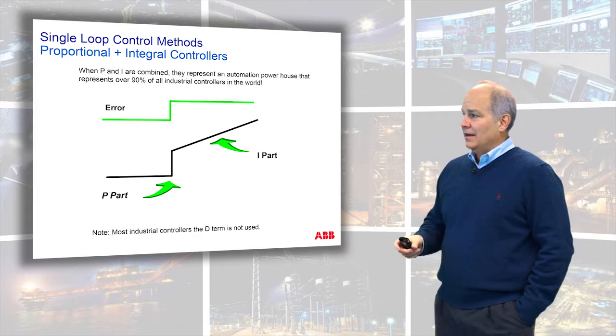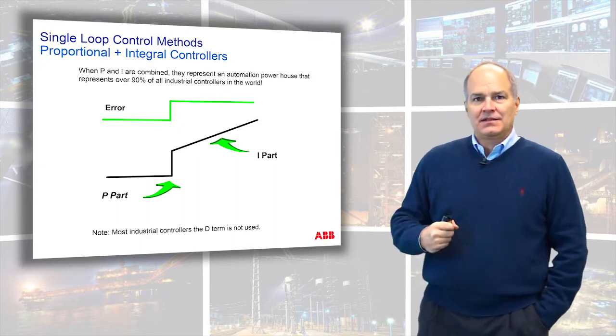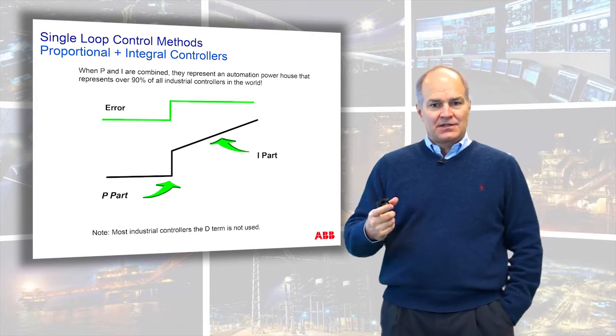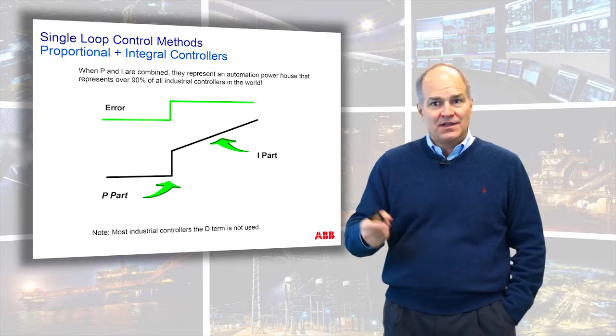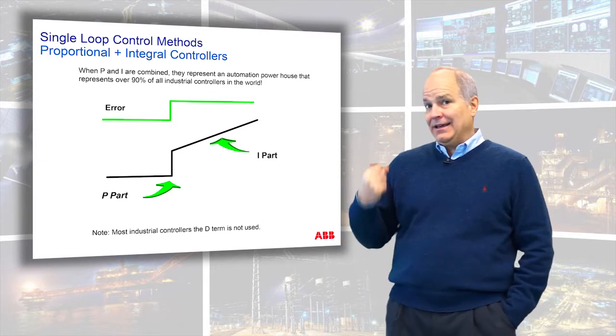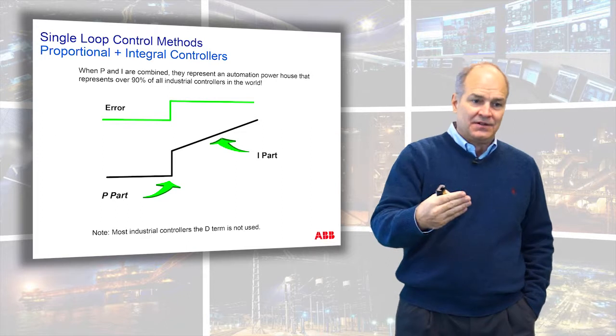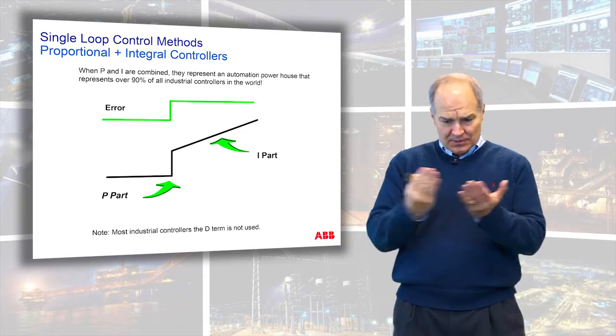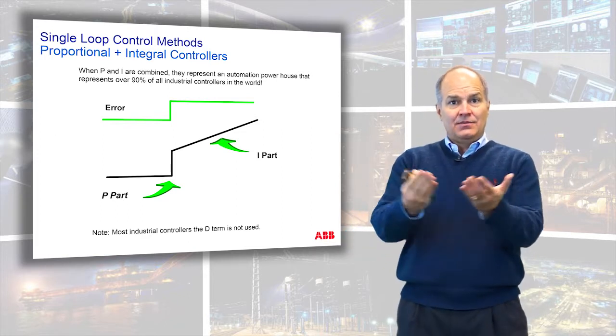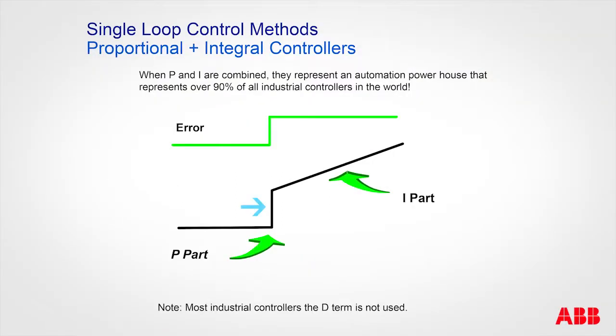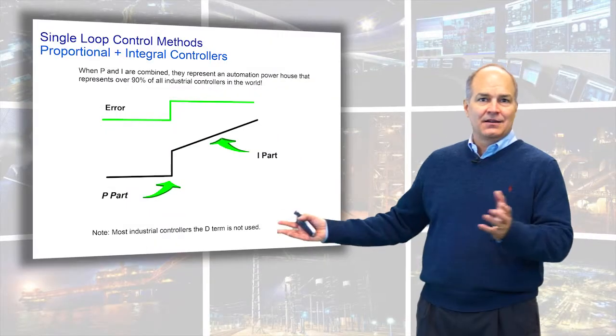And this is why. Everybody likes the proportional kick that you get with the proportional action, but it leaves an offset. Everybody likes the fact that the integral will force the error to 0, but it's too slow to act. Someone says, well, what if we put them together? P plus I. Well, guess what? You get the proportional kick and the integral kick. This relationship represents almost 100% of industrial controllers: they use PI control.